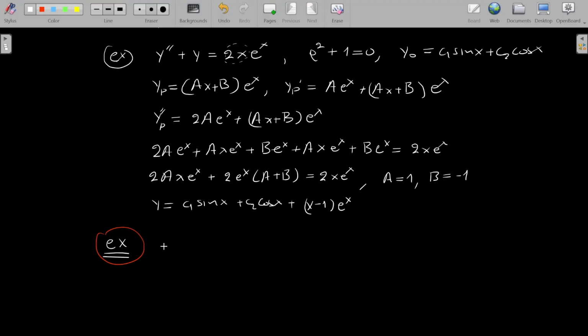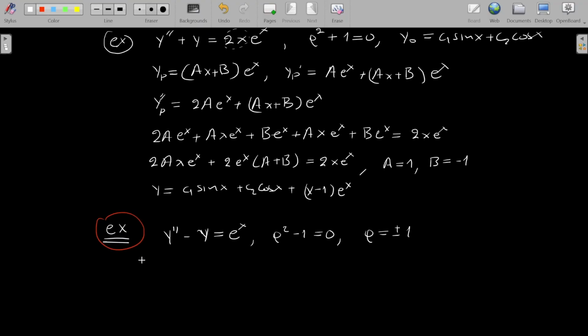Let's say you have a seemingly very easy differential equation. If this was a plus sign, it would be very easy indeed. So y'' minus y is equal to e to the x. Try and solve it when this is plus. Now, this is just rho squared minus 1 is 0, in that rho is plus minus 1, right? So the general solution is c1 e to the x plus c2 e to the minus x.